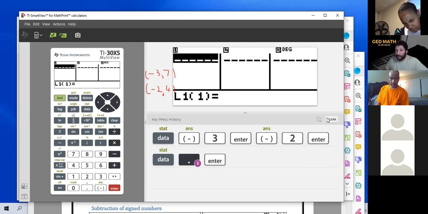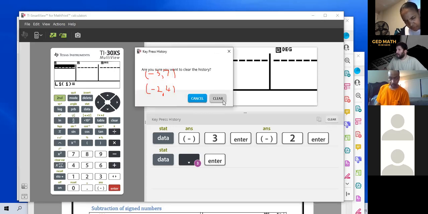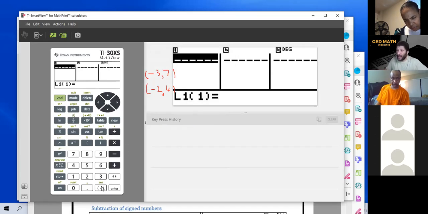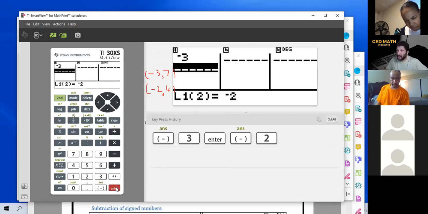You good? Clear all. Okay. So hit your down arrow until you see clear all. Okay. All right. Now, we're going to put -3 enter, -2 enter.